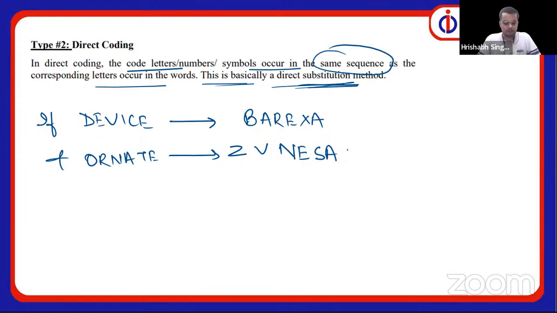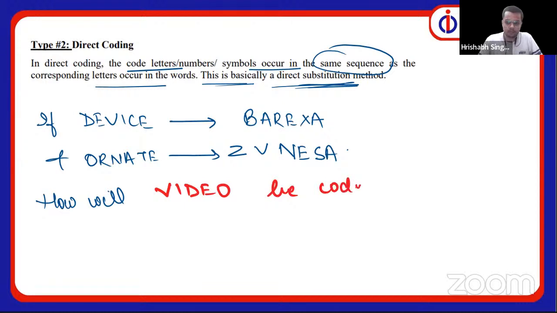Okay, how will VIDEO be coded? See, here it is written that if DEVICE is coded as BAREXA and ORNATE is coded as ZVNESA, then how will VIDEO be coded? So direct coding is direct substitution.